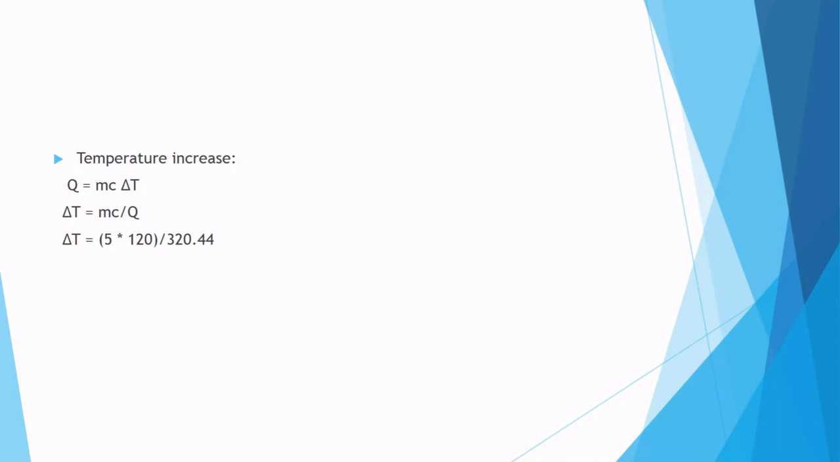Now all that's left is to plug in the values. 5 kilograms times 120 joules per kilogram Kelvin divided by the 320.44 joules per second. We see that the change in temperature is equal to 1.87242 degrees Kelvin per second.